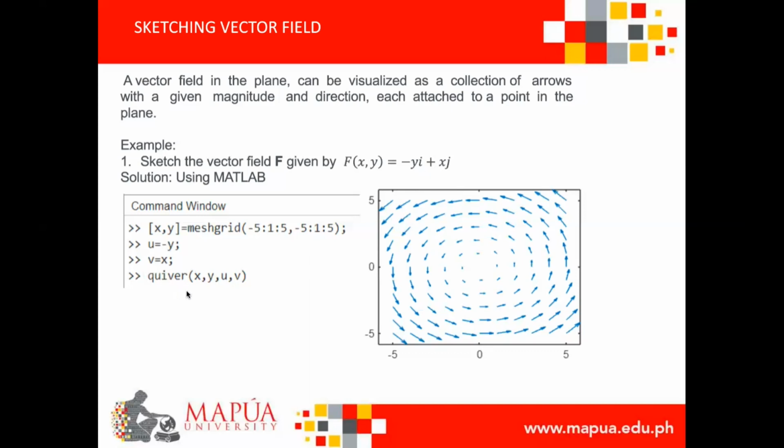Then we will use the command quiver, and this will help us to plot the given vector field, with the argument or syntax written as x, y, u, v separated by commas. Then when you press enter, you will see a figure that will come out like this. As you can see, if you expand this, it has the same reflection of the graph that we obtained a while ago.